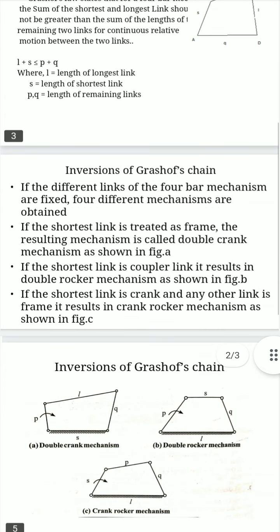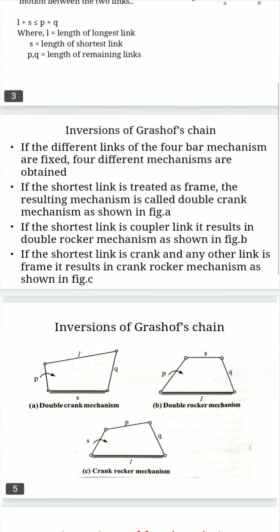Now let us see the inversions of a Grashof chain. If the different links of a four-bar mechanism are fixed, four different mechanisms are obtained. That's what we call inversion, because at each interval, if you fix one link, you get a different mechanism. If the shortest link is treated as the frame, the resulting mechanism is known as the double crank mechanism, as shown in figure A.